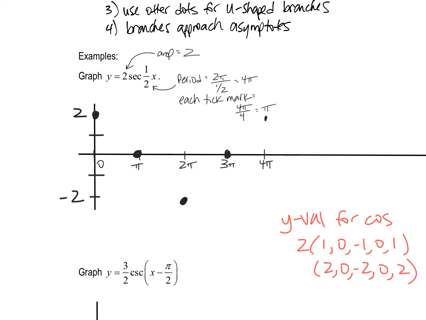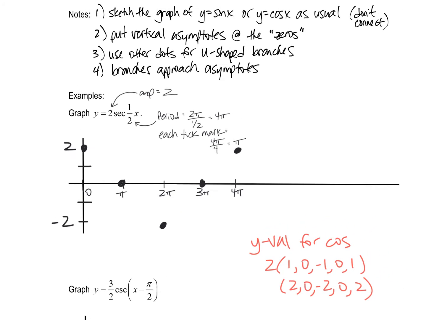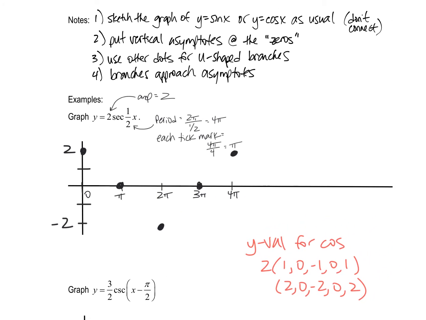So what is the difference? What's the big deal, Mrs. Johnson? Get to the point. Let's follow where my steps are. So up here I said, number 1, sketch the graph of sine of x or cosine of x. This one we did cosine because it's secant. But don't connect them. So I'm not going to actually make my curve here like I usually do. That's because this is a secant graph.